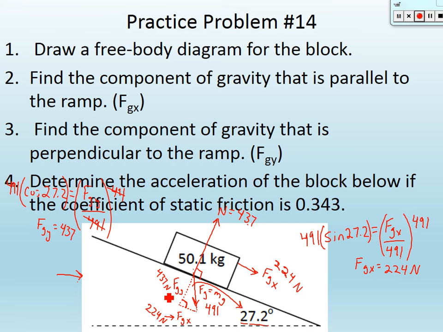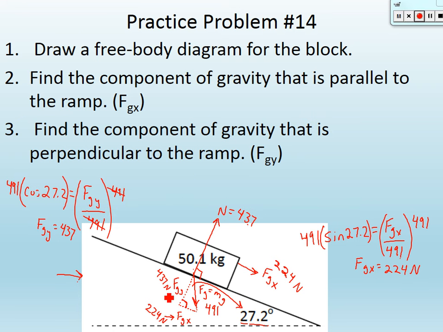It says determine the acceleration of the block below if the coefficient of static friction is 0.343. Okay, so mu is equal to 0.343. We want to find the acceleration of the block. Now, which way is friction going to point in this case? Upwards. How come it's up? I agree. It always opposes motion, and if you were just to let this block go, gravity is going to pull it down. And so friction is going to point up.